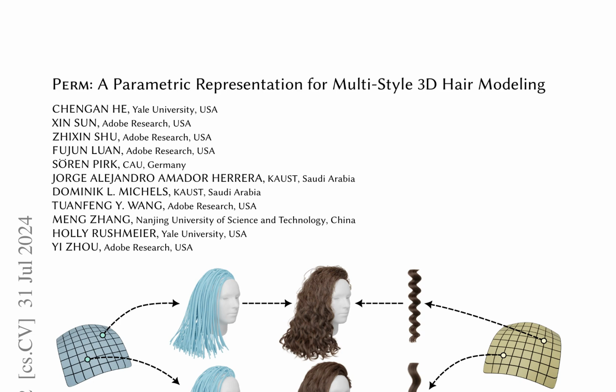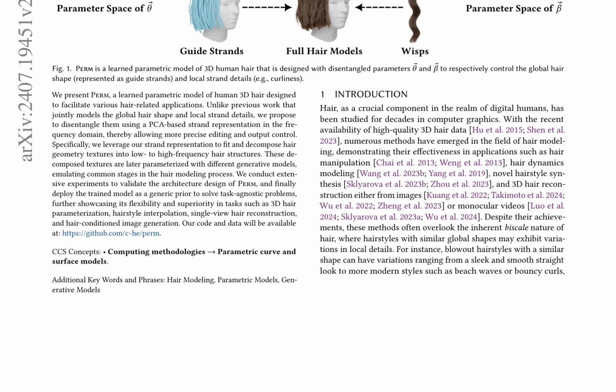The Perm model is composed of two parameter spaces, theta and beta, which control the global hair shape and local strand details, respectively. The theta space represents guide strands that capture the overall shape of the hair, while the beta space represents wisps that capture local details such as curliness.